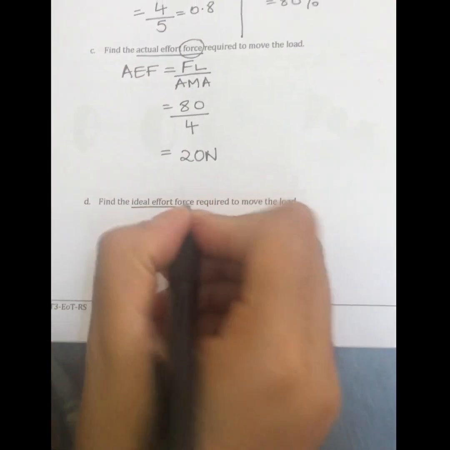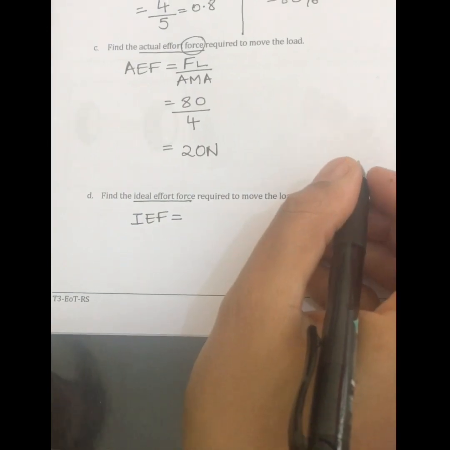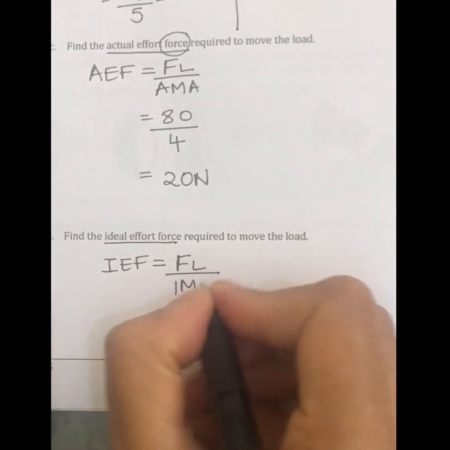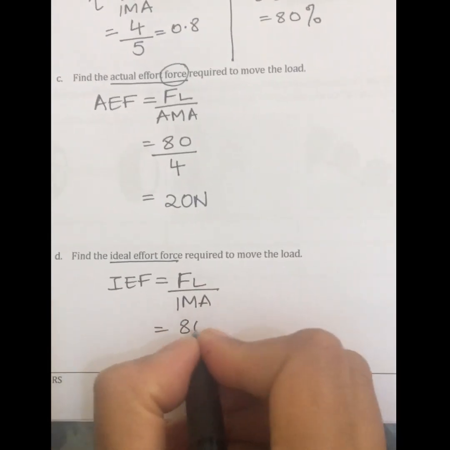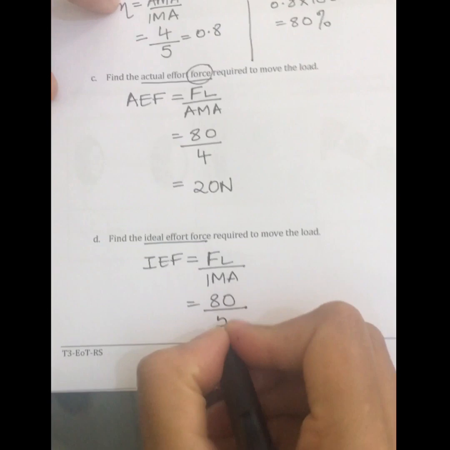Find the ideal effort force. So now they want ideal effort force. Which of the formulas can I use? Ideal effort force, this one. The third one. Write down the formula. FL divided by IMA. FL is 80. IMA we calculated in part A, 5.